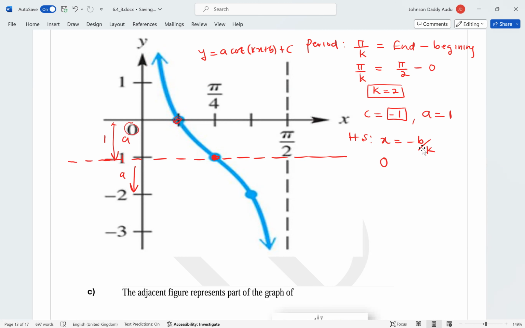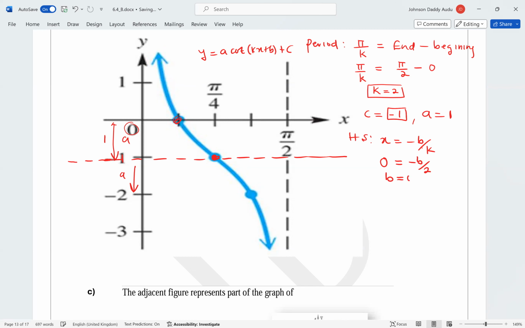If you are dealing with it as a tan graph, your horizontal shift should be the midpoint. And what is the midpoint of this point? It is going to be pi over 4. Is that okay? So it depends on how you want to go about it. But here, since we are considering it as a cotan graph, just take the endpoint. And this is going to be minus b over k, which is 0.